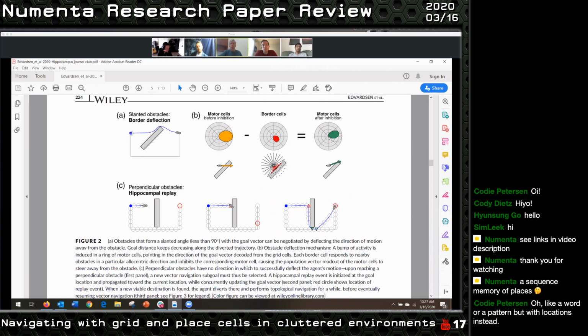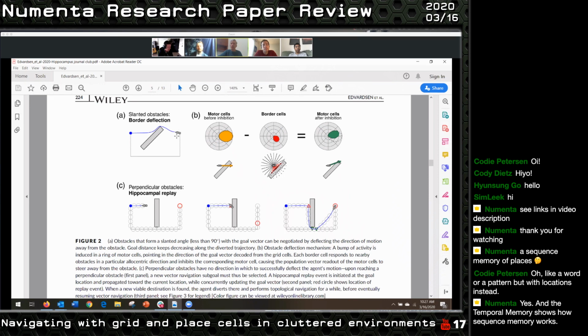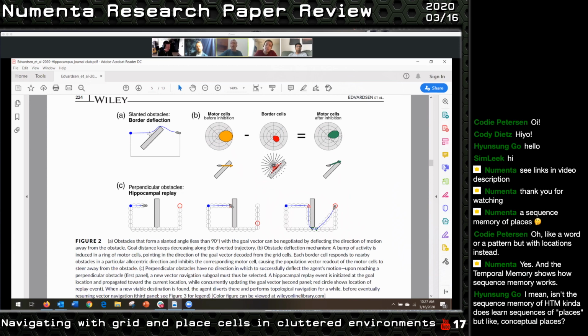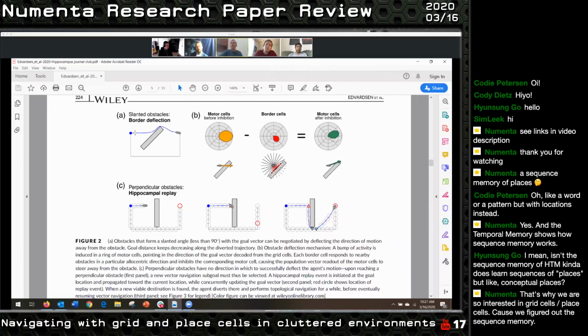So here you're showing an animal that, let's see here, started out here on the right on this A figure. He's now over here and he wants to get back. And so using the vector strategy, he goes straight towards the original spot and he runs into a wall, and it's a slanted wall in this case. What they're proposing in their model, they build a model of all this, is that the animal starts with a vector strategy, and when it gets close to a border, the border deflects the vector in some sense.